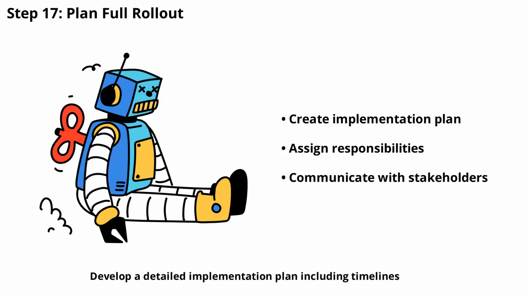If the pilot is successful, plan for a full rollout of the RPA solution. Develop a detailed implementation plan, including timelines, responsibilities, and communication strategies. Make sure all stakeholders are informed and prepared for the changes. A well-organized rollout minimizes disruptions and ensures a smooth transition to automated processes.